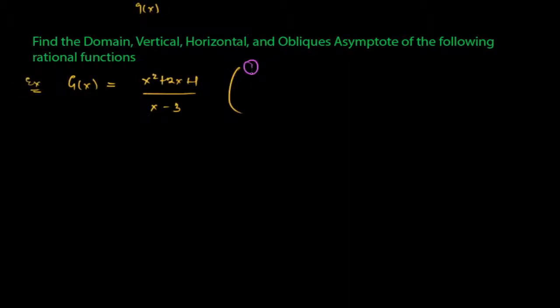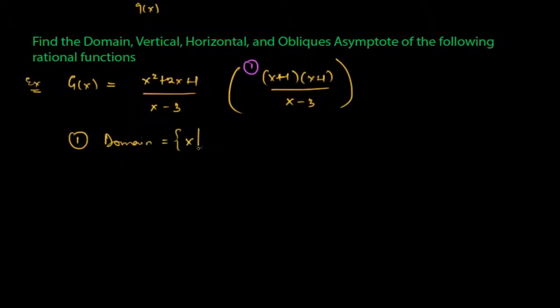So far so good. When you factorize x squared plus 2x plus 1, what you obtain is x plus 1 into x plus 1 divided by x negative 3. So this is what you obtain. To find the domain of this rational function, we said it's just the set of all real numbers excluding the zeros of the denominator.